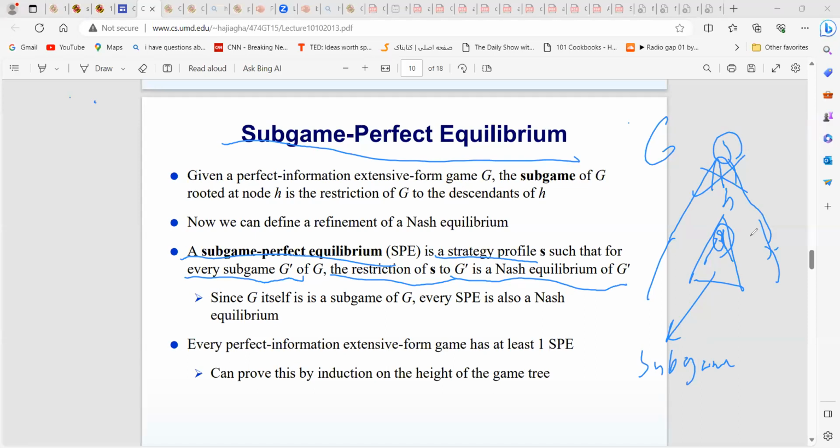And what is the property? I want to have a stronger thing. I want to say that the pure strategy that I find in each of these subgames is also a Nash equilibrium.